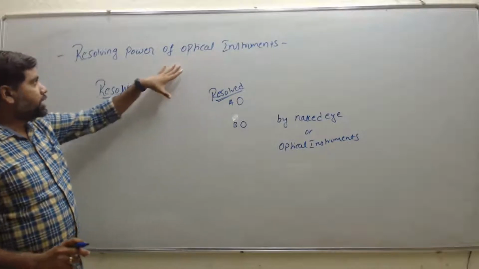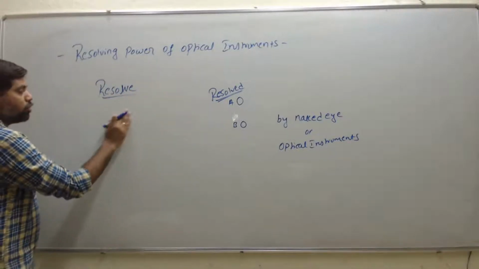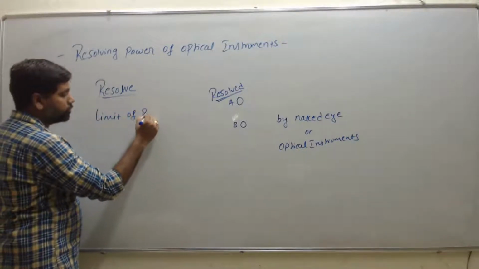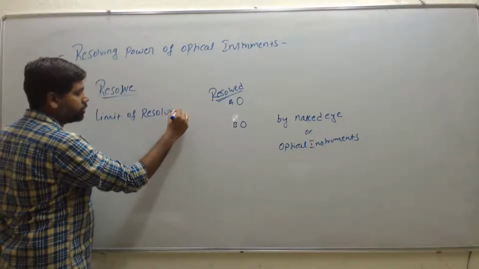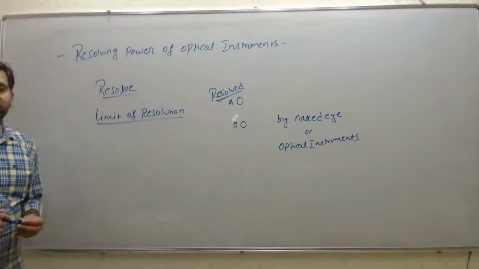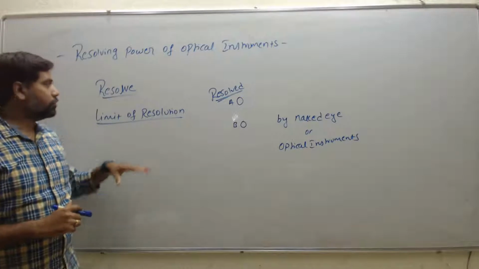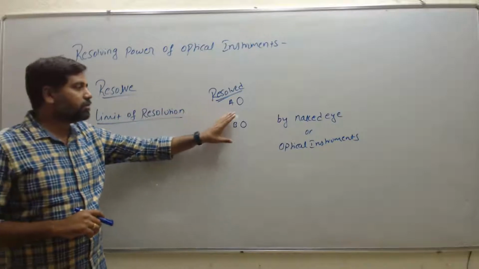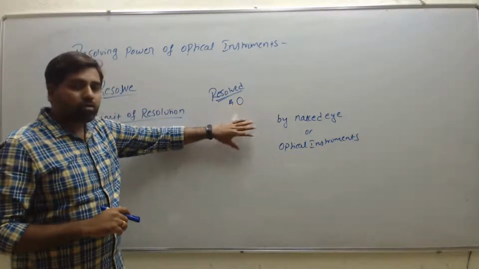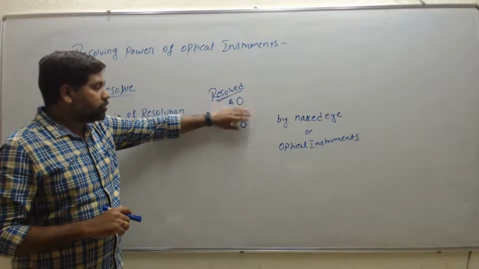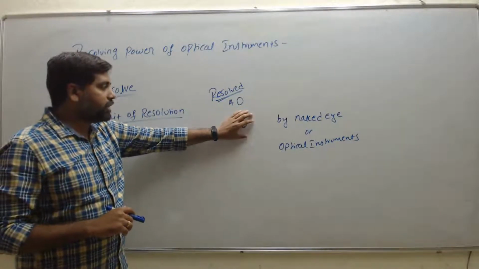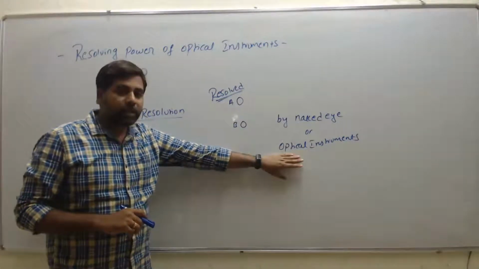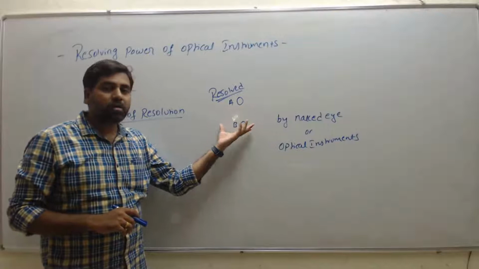So next, one more point is the limit of resolution. What is the limit of resolution? First we know that resolve means make clearly visible. If two objects are placed close to each other, they are said to be resolved when they can be clearly seen by our naked eye or through the optical instrument.